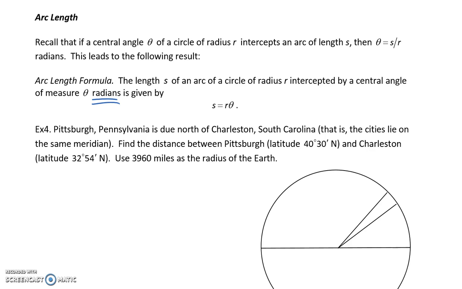Also, I should point out that the arc length formula is equivalent to how we defined radian measure as arc length divided by radius. All we have to do is take that equation and multiply both sides by r, and that gives us the arc length formula that you see stated right below it there.